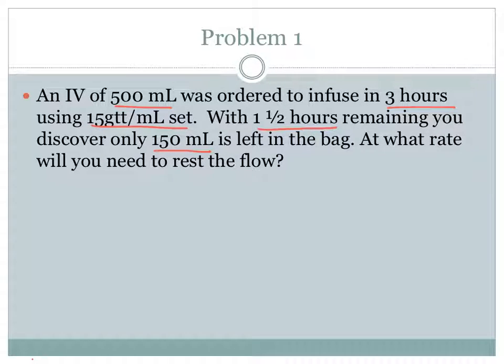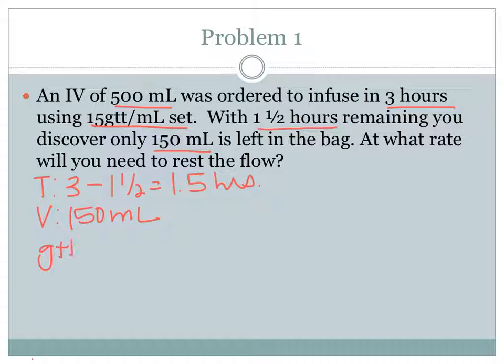Okay, so let's work this out. We know that for our time, we originally started with 3 hours, and we have 1.5 hours remaining. So 3 minus 1.5 gives us 1.5 hours. And then we know that our volume to be infused is 150 milliliters based on the information provided, so we don't need to do any further calculation there. So we want to get drops per minute.